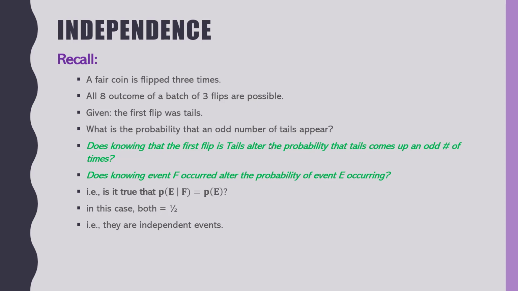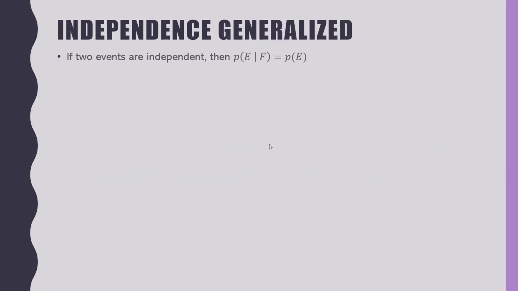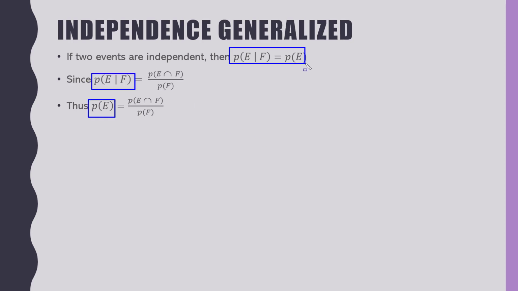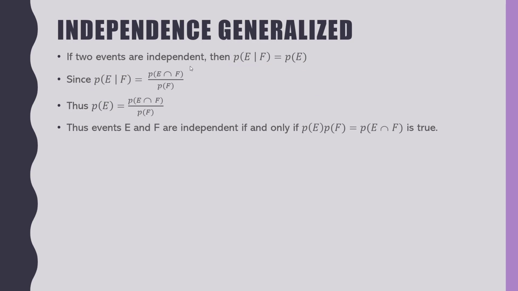That's the idea. So let's look at this a little bit more generalized here. If 2 events are independent, then the probability of E given F is the same as the probability of E. Now we know this formula to be true, right? We've just studied that for a few minutes. So if that's the case, then I could swap out this for this, right? If this is true. Agreed? Thus, events E and F are independent if and only if the probability of E times the probability of F is equal to the probability of the intersection of the two. Just algebraically rearrange that third bullet point. If you algebraically rearrange this, you will get this.